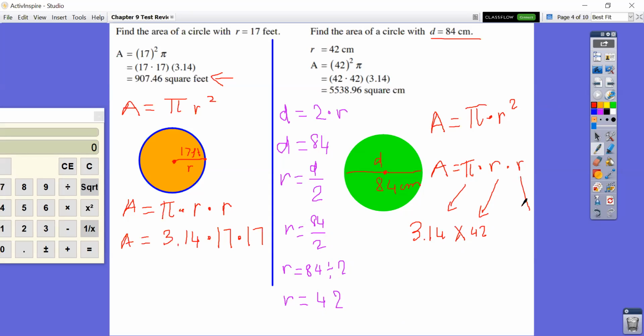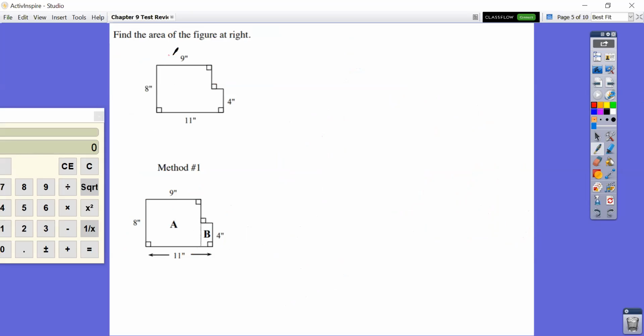Another radius is exactly the same thing, 42. Multiply all three numbers together. That's how you get this answer. Okay, all right, moving on to the next question. Find the area of the figure below.